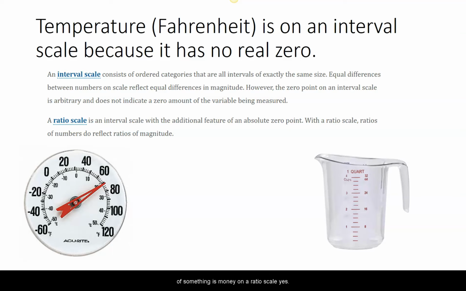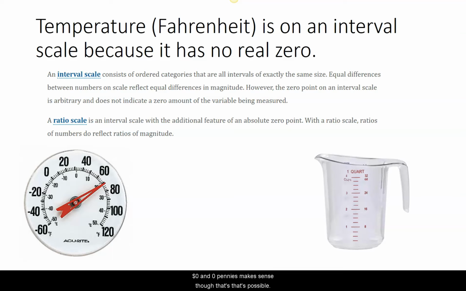Is money on a ratio scale? Yes. Is $5 half as much as $10? Yes. Is a half a quart half as much as a whole quart? Yes. Is 32 miles per hour twice as fast as 16 miles per hour? Yes. Because 0 miles per hour makes sense.